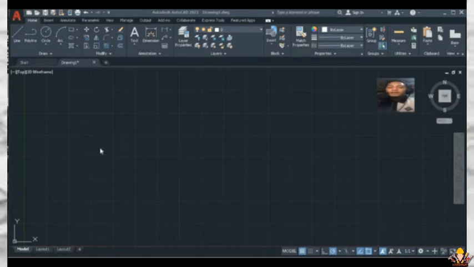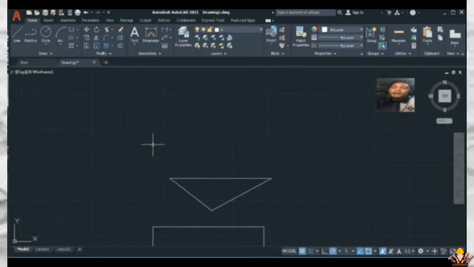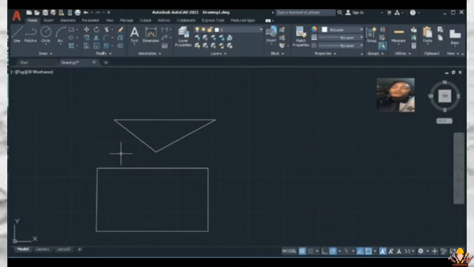And the next thing that I want to show you is if you accidentally deleted the figures or lines that you are working on, you can still get them back just by typing OOPS, and then press enter, and there you have your previous work again.